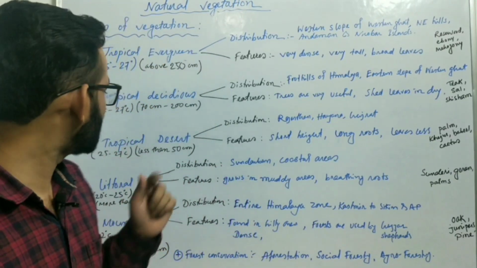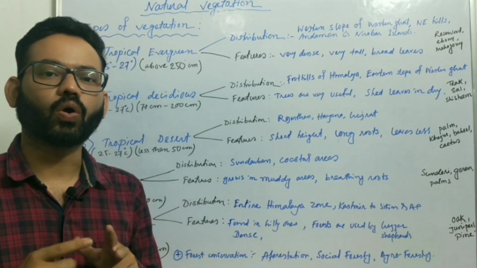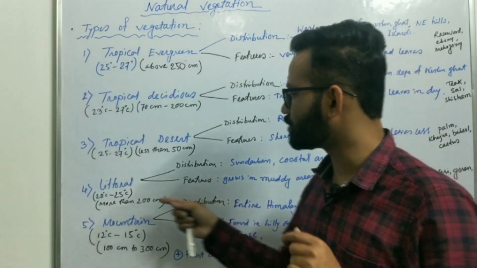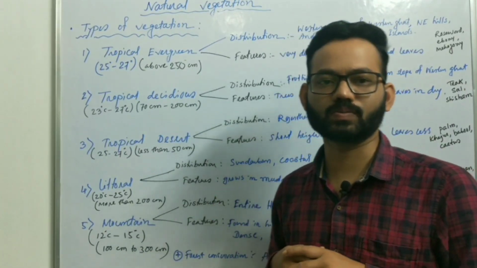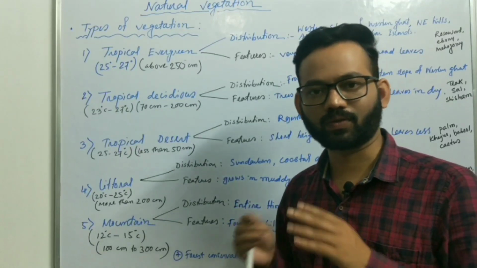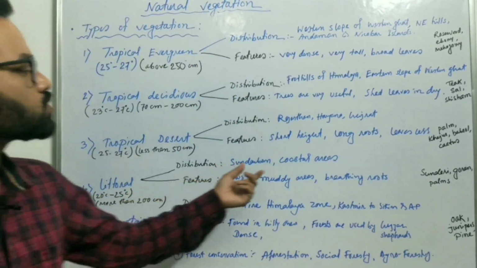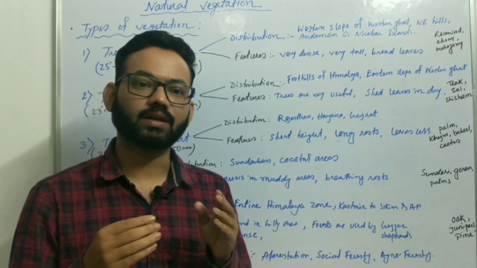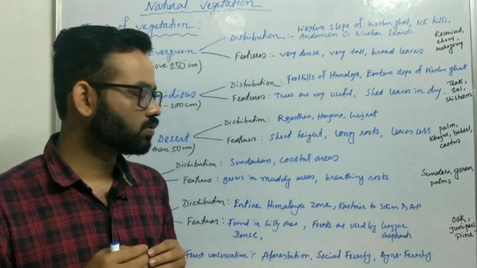Let's come to the next point, the littoral forest, or we can say the mangrove forest or the tidal forest. The areas where the temperature is 20 to 25 degrees Celsius and the annual rainfall is more than 200 centimeter, in that particular region we find the littoral or mangrove or tidal forest. What are the areas? We find the littoral forest in the Sundarban and the coastal areas of Andhra Pradesh, Orissa, and the delta areas. These trees grow in very muddy areas.